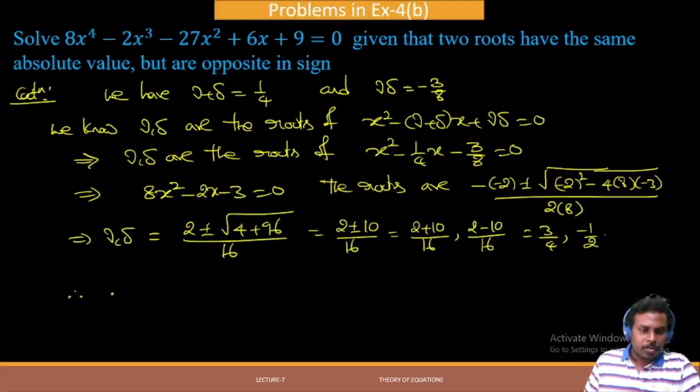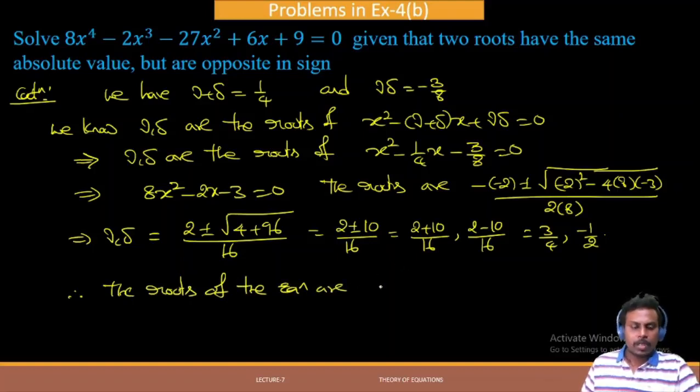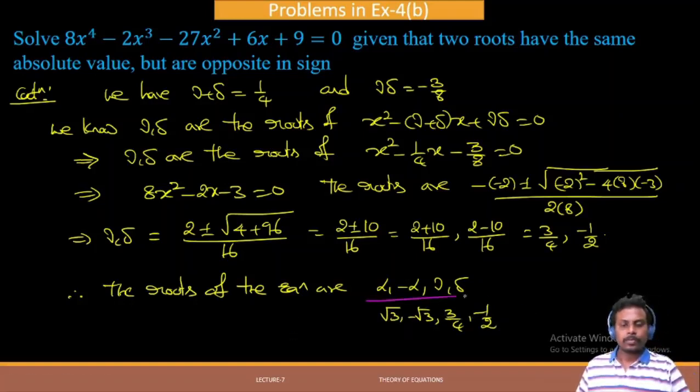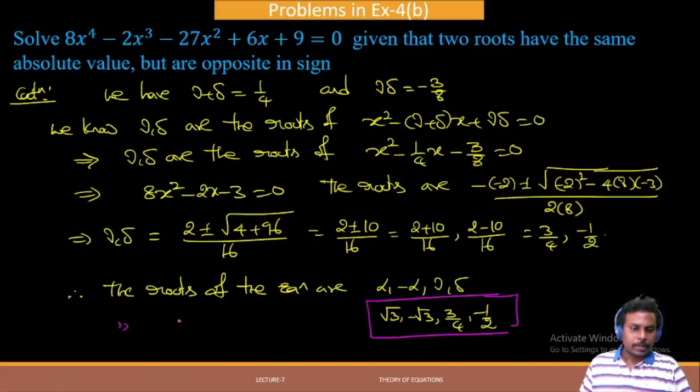So therefore the roots of the equation are, we have seen alpha, minus alpha, and gamma comma delta. So this is root 3 comma minus root 3 comma 3 by 4 comma minus 1 by 2. These are the roots actually. Right. So this is how one can find the solution for this equation.